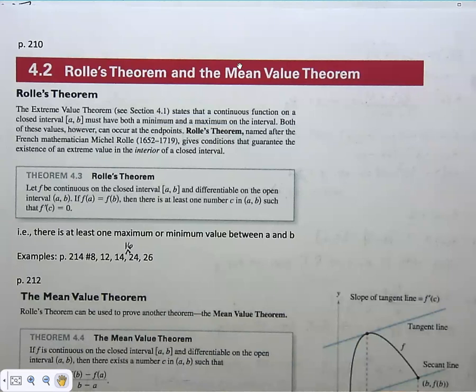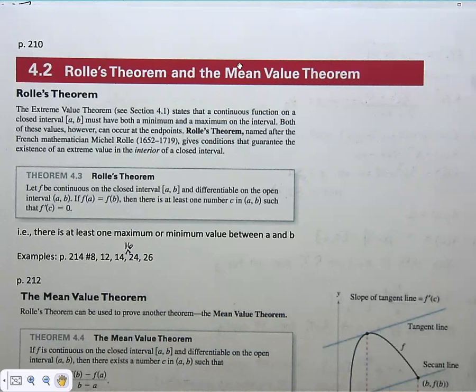Let's talk about Rolle's theorem and the mean value theorem. These both are called existence theorems. It tells you a value exists. It doesn't tell you necessarily how to find the value, but it says what you're looking for is there.